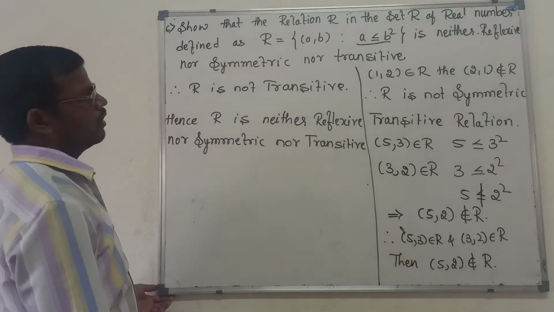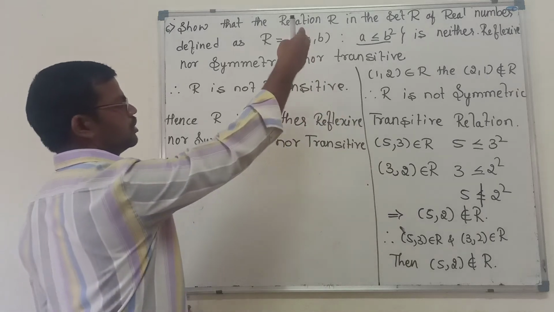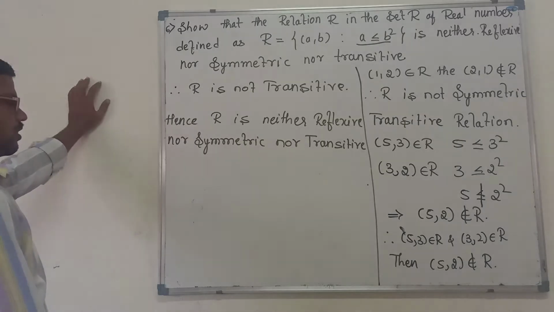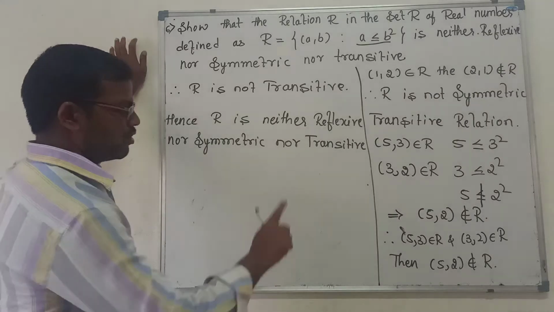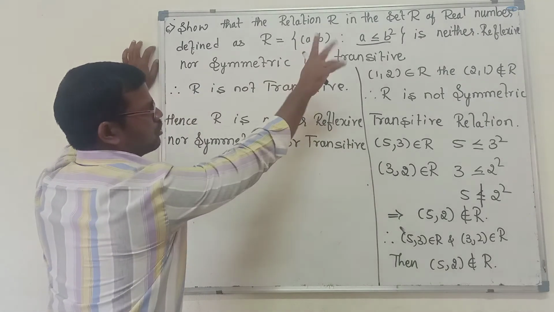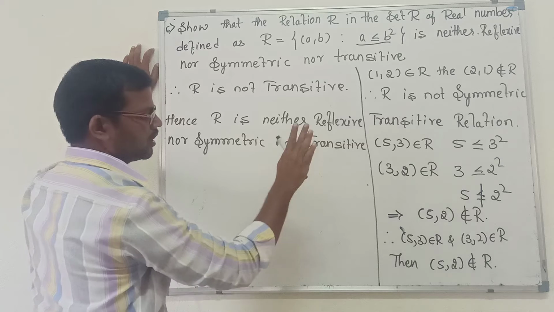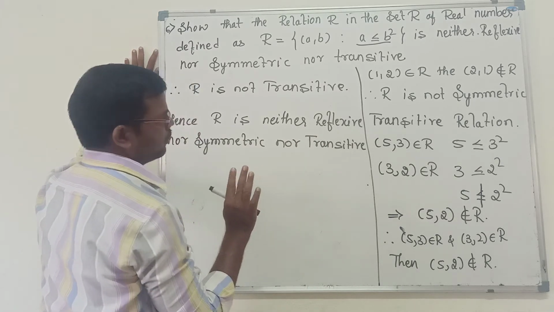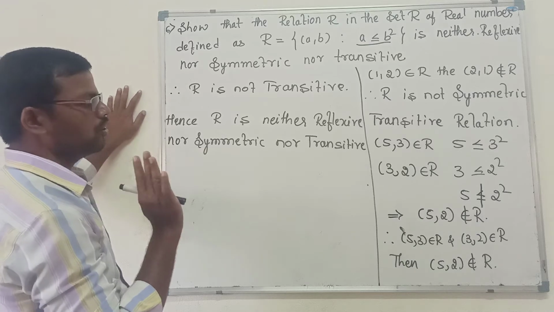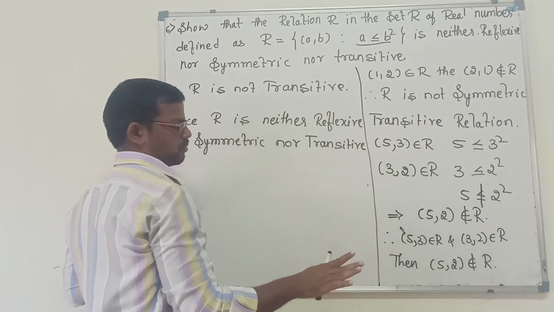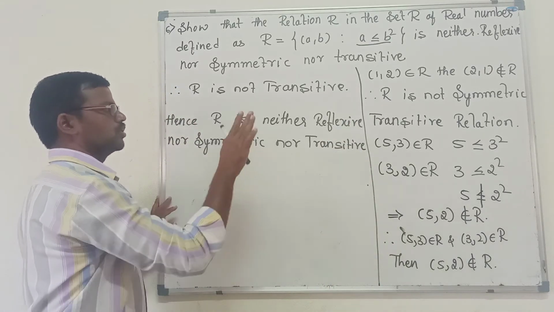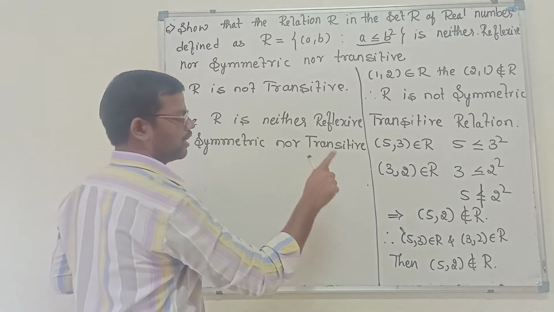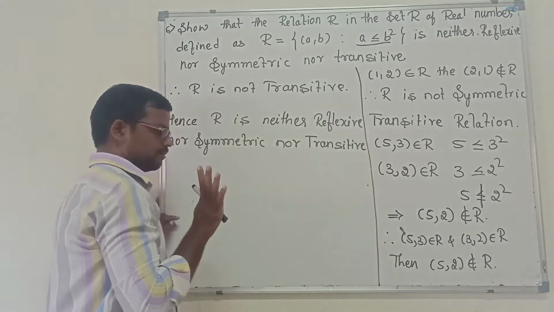So to show that the given relation is neither reflexive nor symmetric nor transitive, we have to use the numbers only. If you use an arbitrary element, they will never give any marks for this question. But you have to follow these steps only. If in an examination we get this problem, we have to solve that problem in this way only.